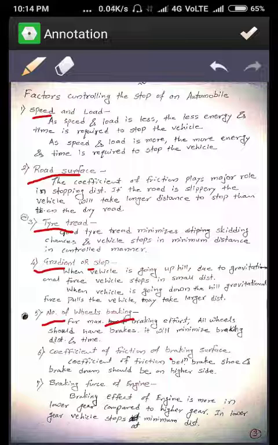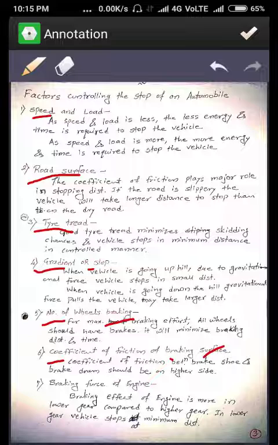Then the next point we have is coefficient of friction of braking surface. As we know, the braking surface will be the brake shoe and drum, and in the other type of brakes, it could be the brake pad and brake disc. So if the coefficient of friction between these two elements is on the higher side, then the braking effect will be proper, and the vehicle stops in minimum possible distance as well as minimum possible time.